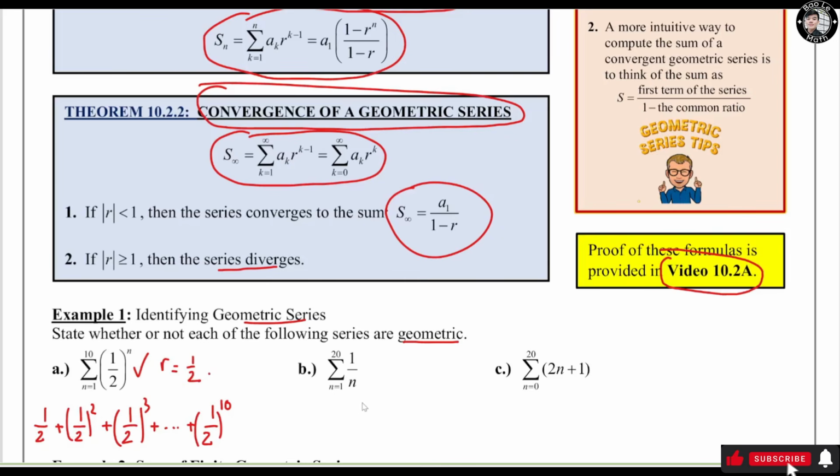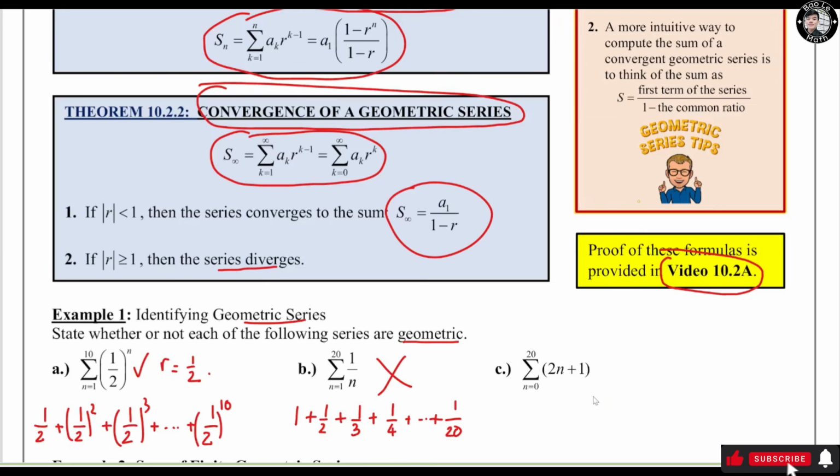Now question B. If n equals 1, we have 1 divided by 1, which is 1. N equals 2, we have 1 half. N equals 3, we have 1/3. N equals 4, we have 1/4, plus etc., until n equals 20, which is 1 over 20. And this is not a geometric series.